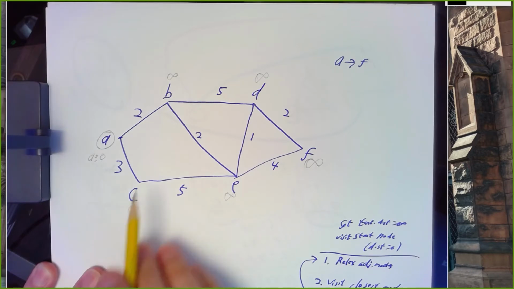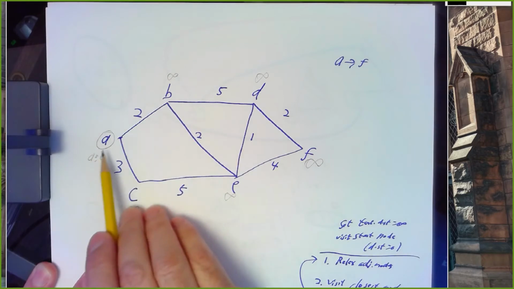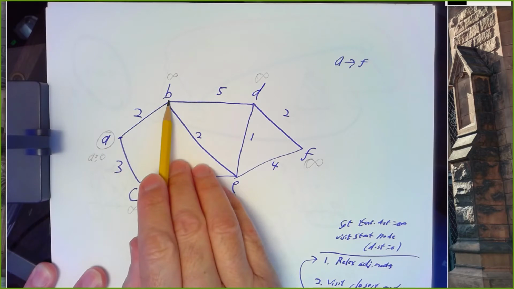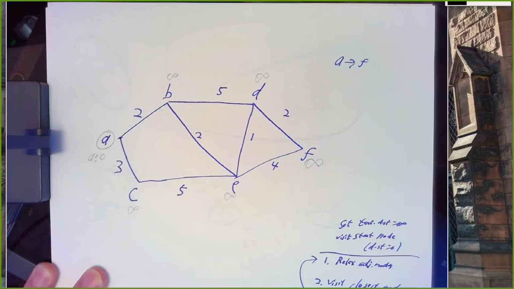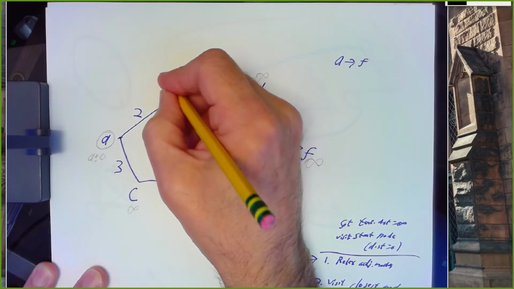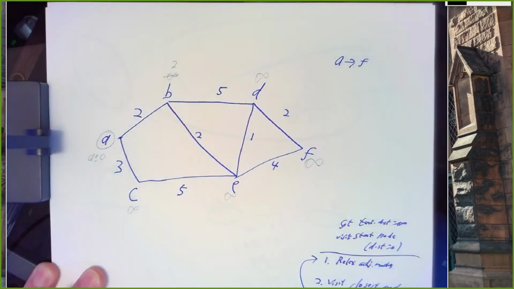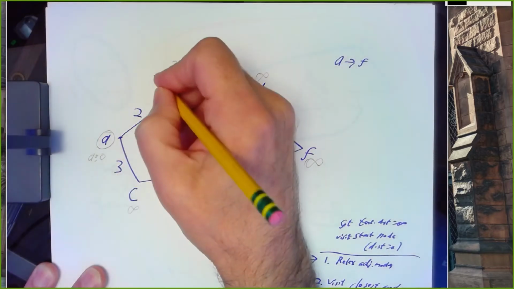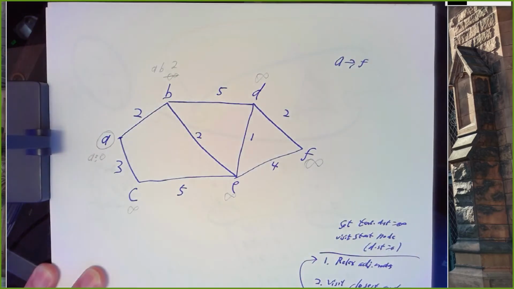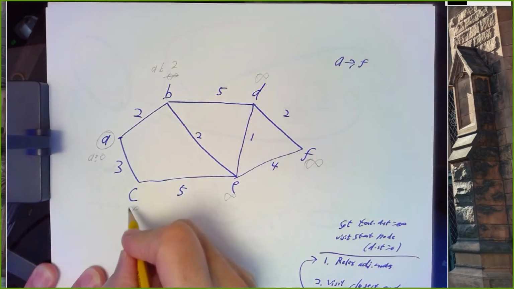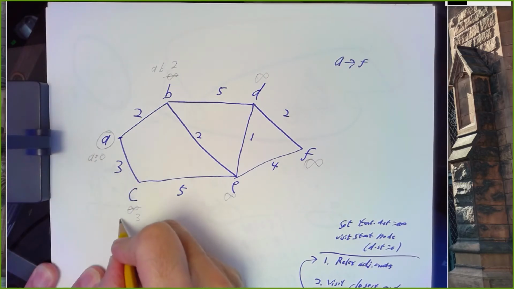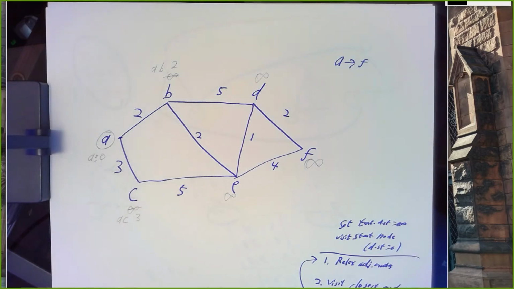And relaxing doesn't mean just replace this with a number. It says calculate the distance knowing that I can get here in a distance of 0, and from there to B is 2, 0 plus 2 is 2. If that's smaller than my tentative distance, change the tentative distance. So 2 is smaller than infinity, so this becomes a 2. And the path is the path to A, followed by visiting this node B. And 0 plus 3 is 3, that's better than infinity, so I can get here in a distance of 3, starting from A and going to C.